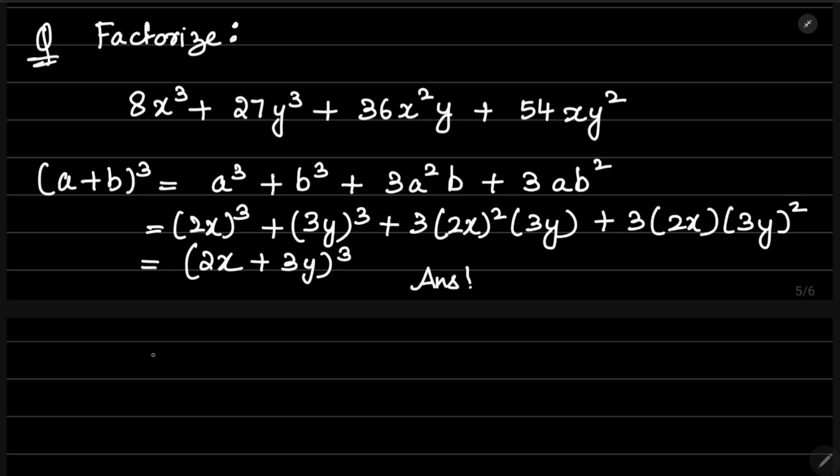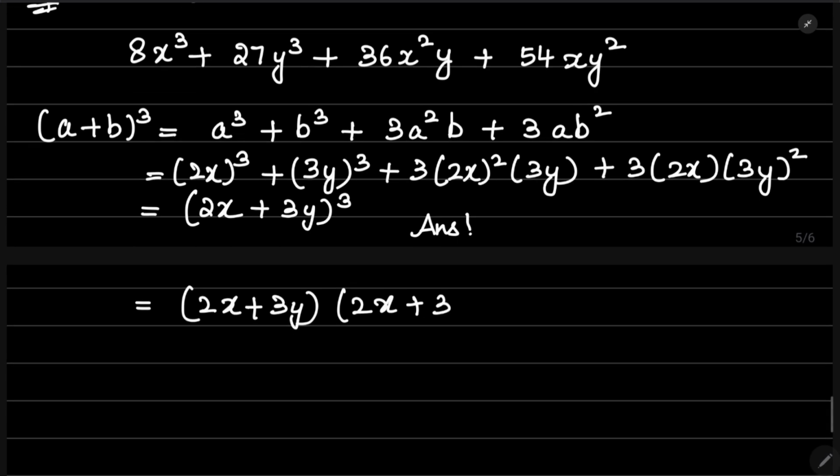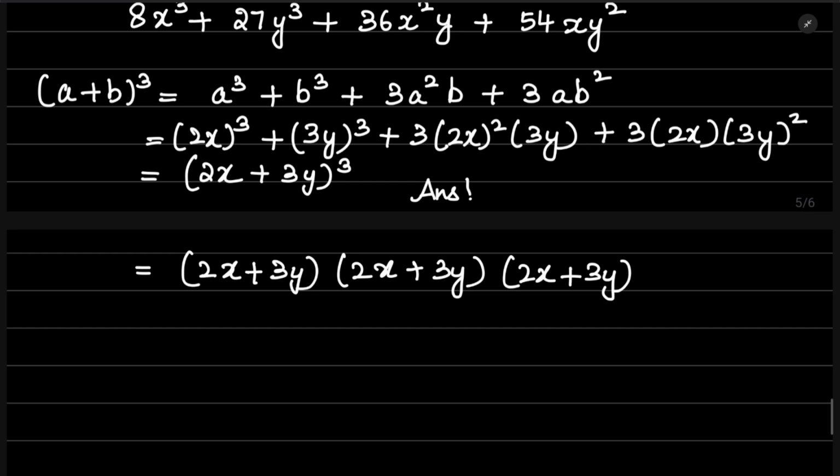You have factorized it. Or you can also write it 3 times, like 2x plus 3y, in terms of the factors, product of the factors. So 2x plus 3y into 2x plus 3y into 2x plus 3y. So you have written it as a product of the factors, or you can even leave it like that. Okay. So this is something which I wanted to tell you in today's class.